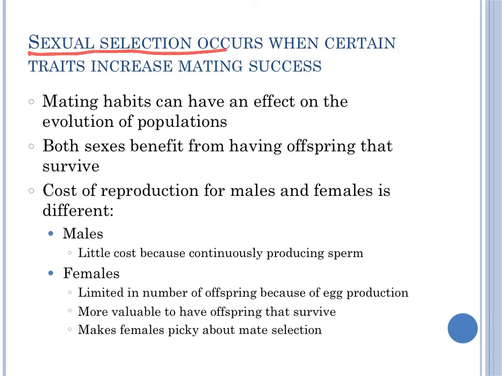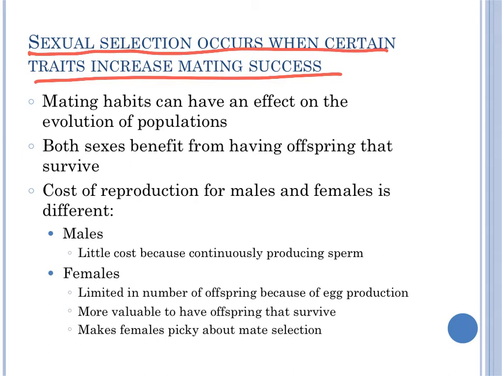Next is sexual selection, and this occurs when certain traits increase mating success. So mating habits have a big effect on evolution of populations. Both sexes benefit from having offspring that survive. For males, the cost of reproduction is much less than for females. Males can constantly produce sperm. That's not a big deal. They can do it up until the day they die.